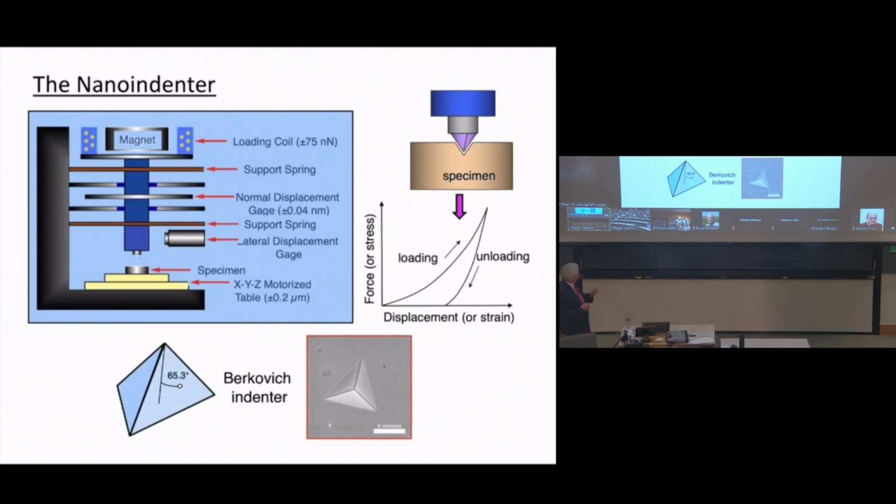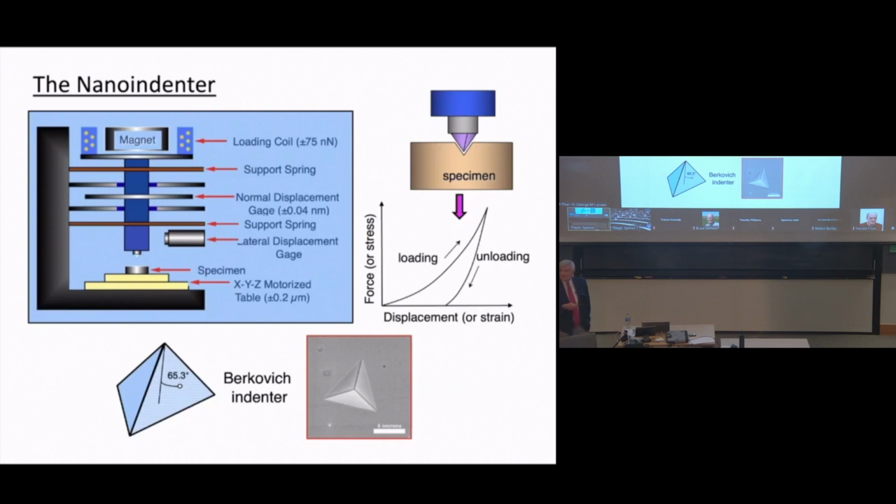So what we then do is an experiment in which we control the load and force the load up with time. As we do that, we also measure the displacement of the indenter. Then we get a force displacement curve as we're pushing this indenter into the specimen. During loading, that looks something like that. And when we unload, we get a different curve that comes down something like that.